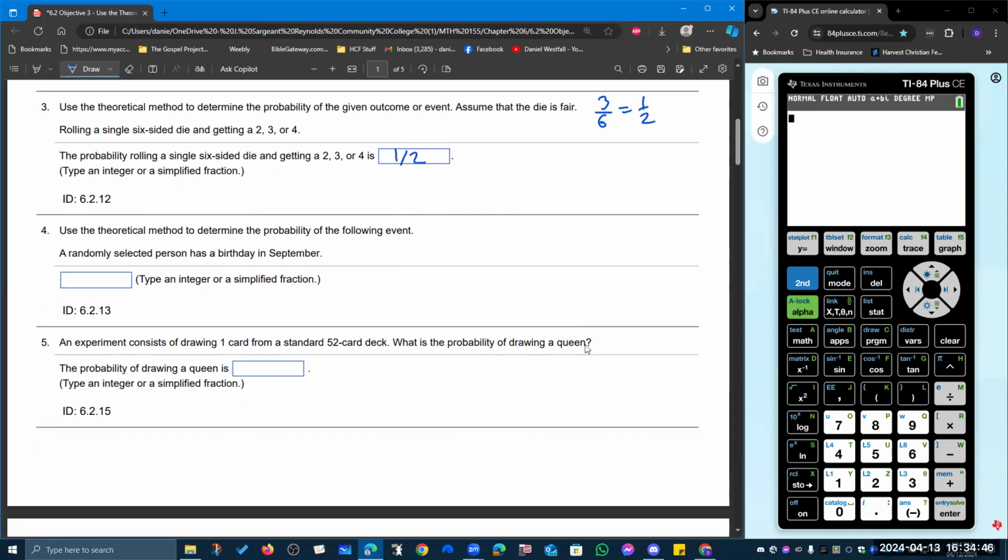Use the theoretical method to determine the probability of the following event. A randomly selected person has a birthday in September. So we're going to take the number of days in September, which is 30, divided by the number of days in a normal calendar year, which is 365. We're not including leap years. And we're going to reduce that fraction to 6 out of 73.